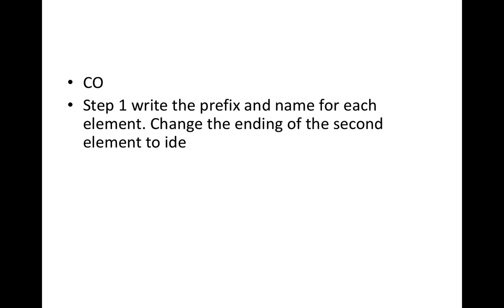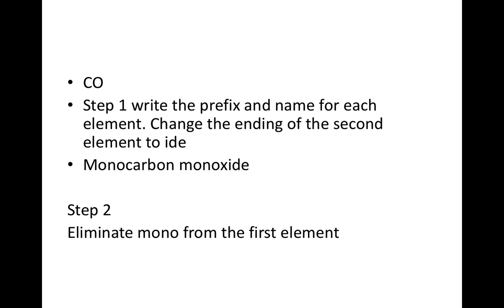For example, CO, we write the prefix and name for each element. So that's carbon and oxygen. Oxygen changes to oxide, and we add a prefix, so it becomes monocarbon, which means one carbon, monooxide, which means one oxygen. And then if there's only one of the first element, then we get rid of it. So we eliminate mono from carbon, and we just write carbon monoxide.